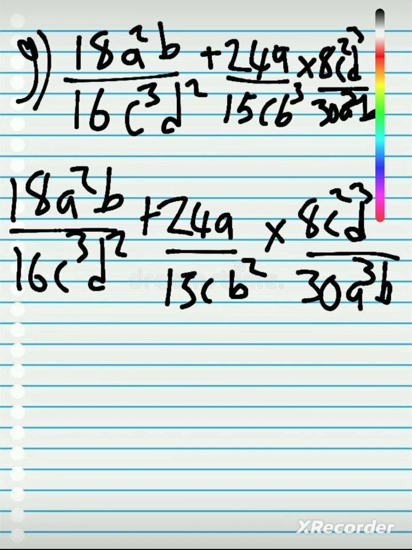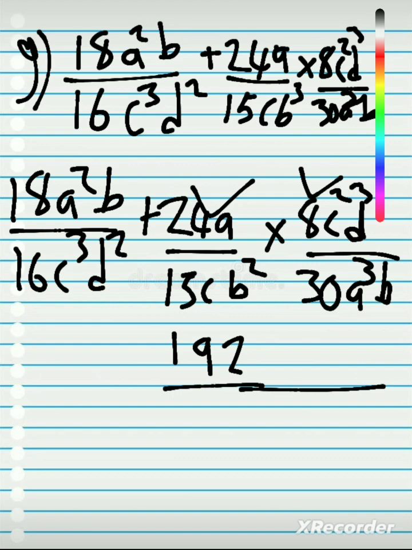Of course, you have a calculator, so if you want, you can first multiply the numbers. 24 times 8, you get 192. Then on the bottom there were 15 times 30, which gives us 450. So we have 450 here when we multiply the numbers.